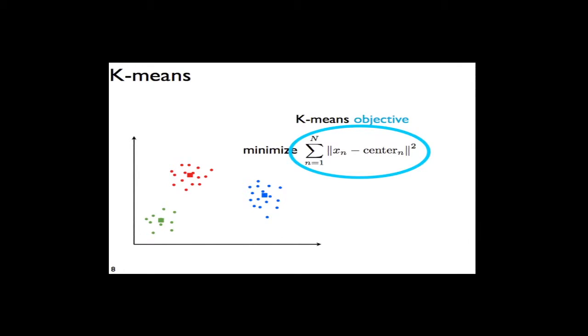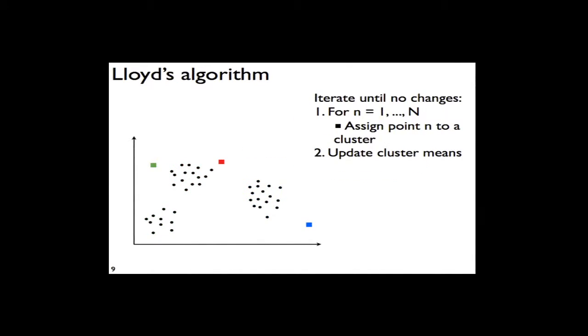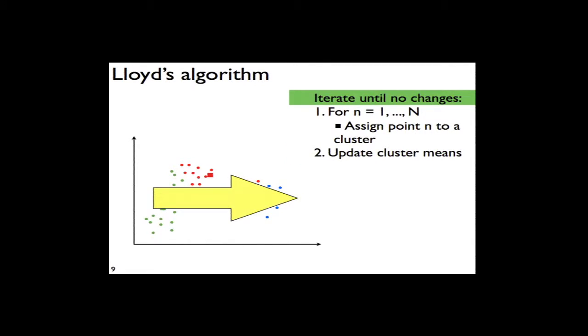Now, there are various ways that you can go about minimizing this objective, but a particularly popular way, the one that is used most in practice, is known as Lloyd's algorithm, or sometimes the K-means algorithm. It just has two steps. One, we assign the data points to clusters by saying, what is the nearest cluster center? And two, we update the cluster centers to be the mean of the data points assigned to that cluster. And then we just iterate these steps until nothing changes.